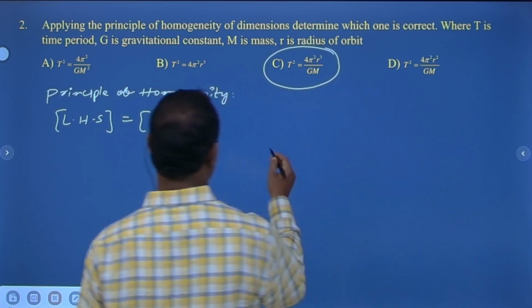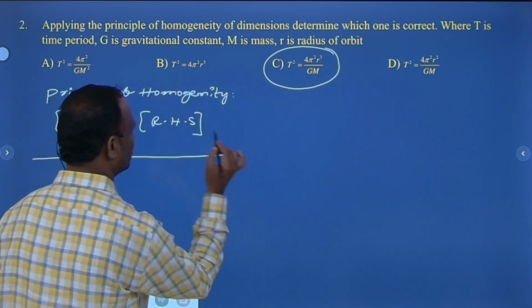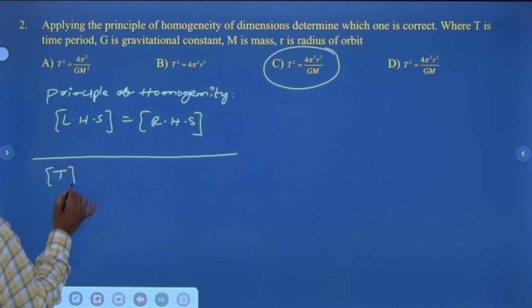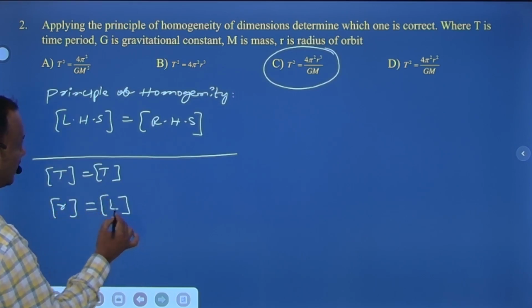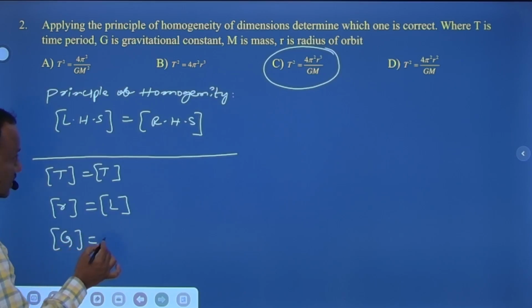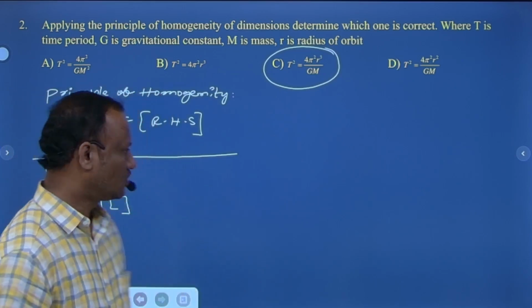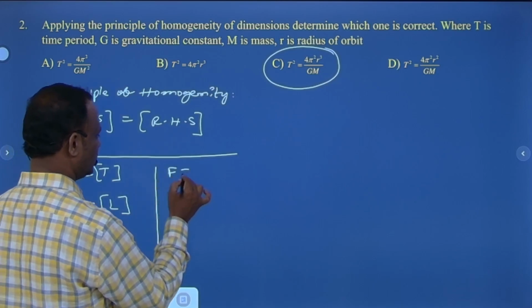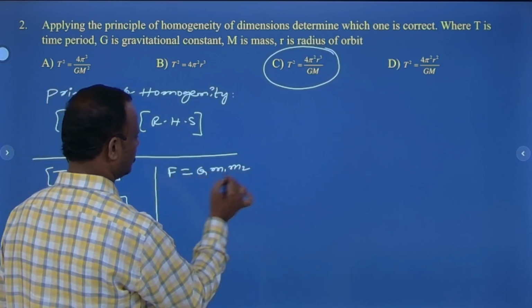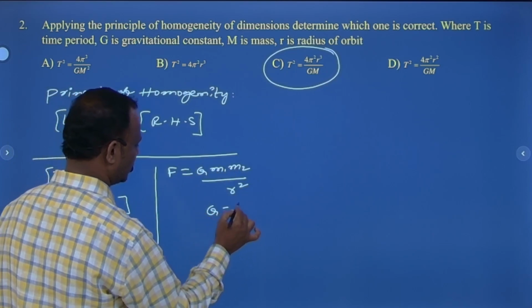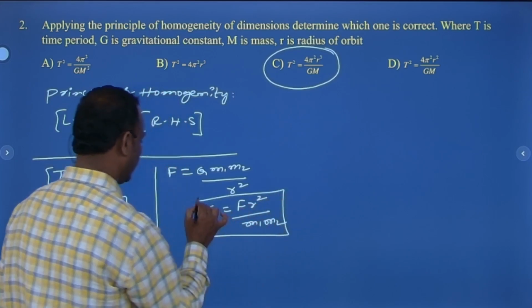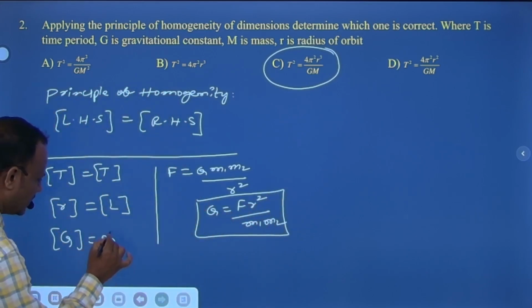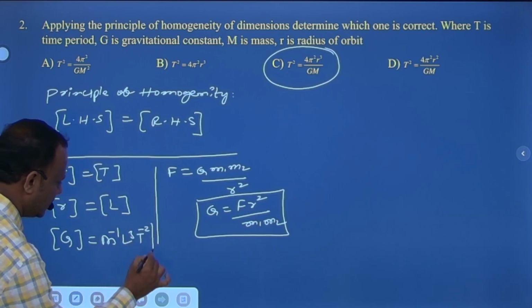Let me check the dimensional formulae. First I need to write them. The dimensional formula of time T is T only. The dimensional formula of r is L. And the dimensional formula of G, the universal gravitational constant? From F equals G M1 M2 by r square, G equals F r square by M1 M2. So the dimensional formula of G is M minus 1 L cube T minus 2.